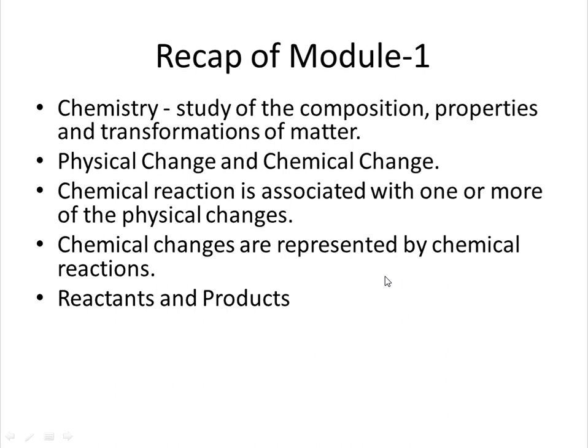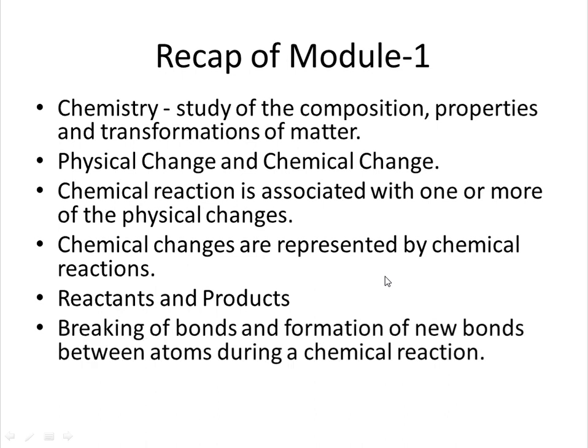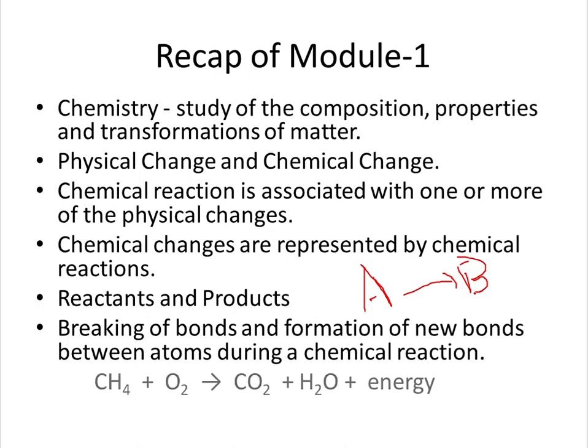The substance which takes part in the reaction is called the reactant, and the substance which is formed in the reaction is called the product. So if A is taking part in the reaction, it is the reactant, and if B is formed in the reaction, it is the product. And as we have seen, breaking of bonds in the reactants takes place, and formation of new bonds to make products also occurs during a chemical reaction.